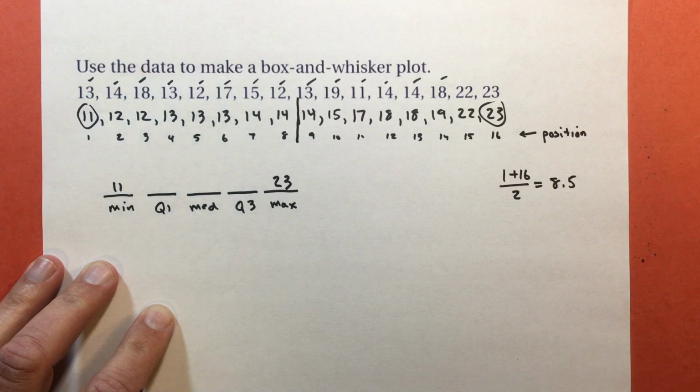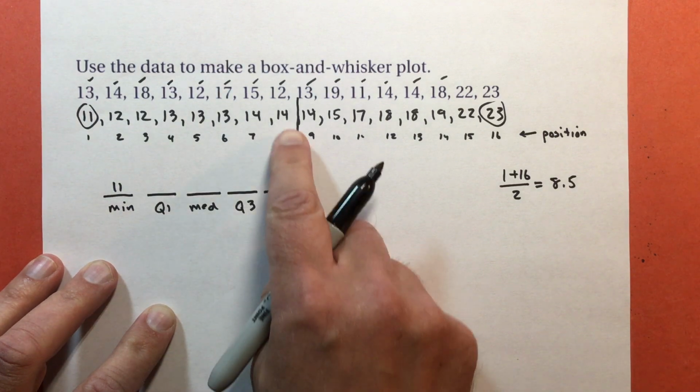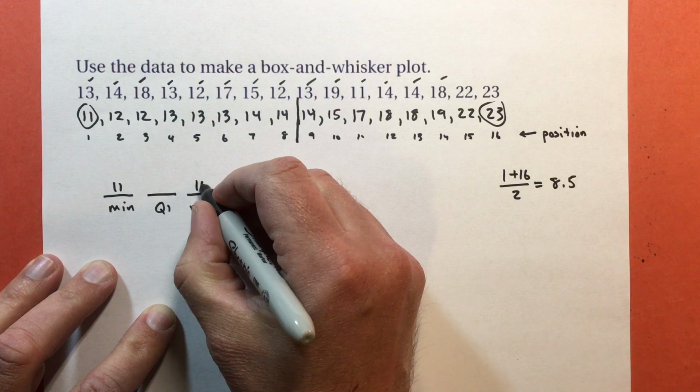Now, if they were different, I would add them together and divide by 2. I can even do that since they're the same. 14 plus 14 is 28, and you'll notice 28 divided by 2 is 14. So since both of these are the same, that's going to be my median.